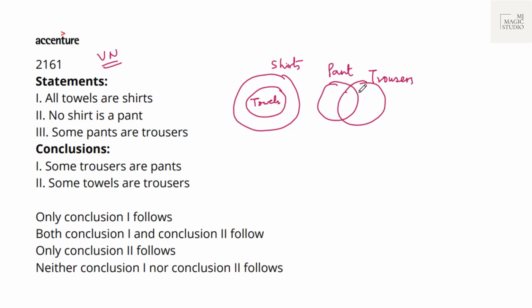Some trousers are pants. We can see that some trousers are pants. Whether it goes this way or that way, some trousers would be pants. Some towels are trousers. Here we can see no towels are trousers. That means it might follow in one of the Venn diagrams, but it is not following in this particular Venn diagram which we have constructed. That means this doesn't follow for certain, but conclusion 1 follows for certain. So do we have an option? Yes, only conclusion 1 follows. We'll mark option A.